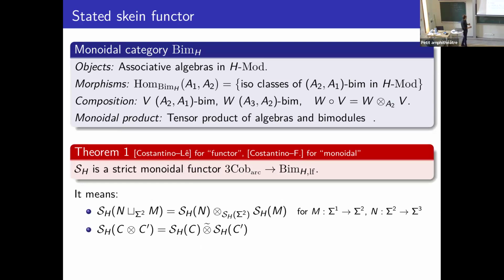And the first theorem is the following. The stated skein operation can be seen as a strict monoidal functor from the category of cobordisms with arcs to this category of bimodules. For the functor part, it was done by Costantino and Lê, and we proved the monoidal part. And functor means this, and monoidal means this. Okay, so these are equalities of bimodules.